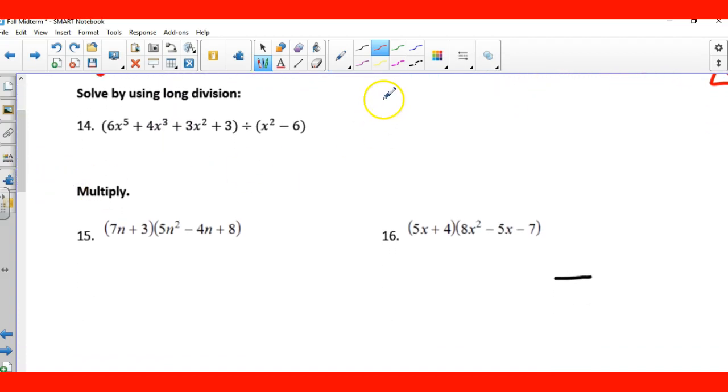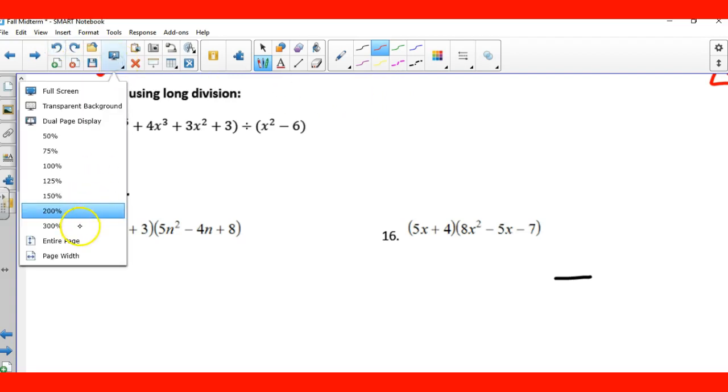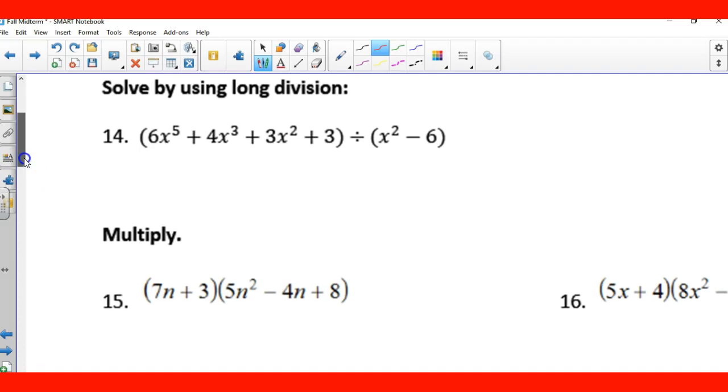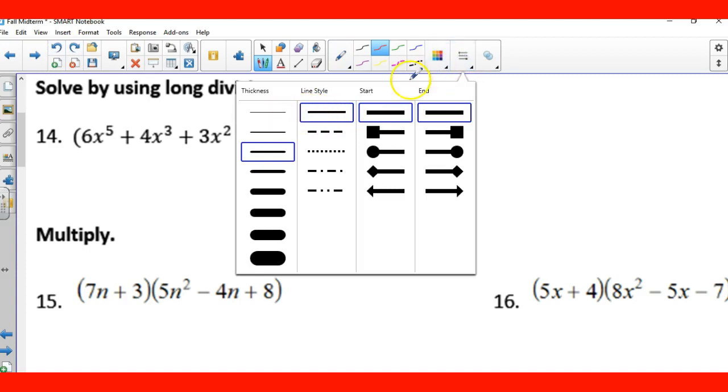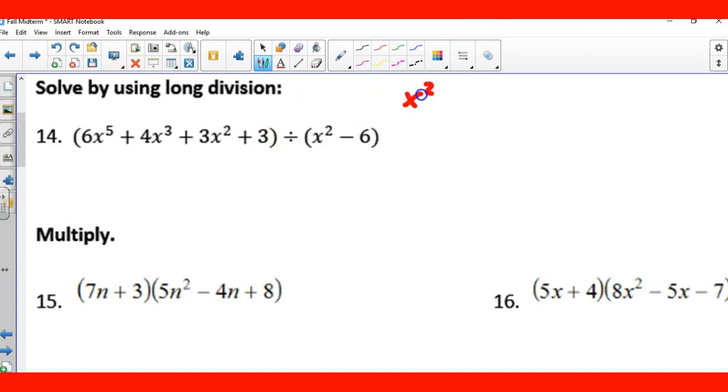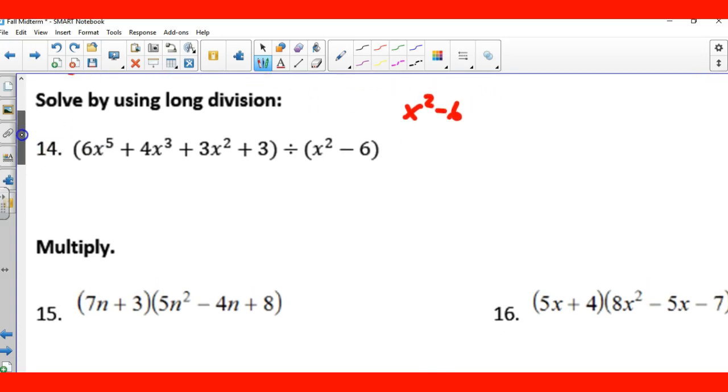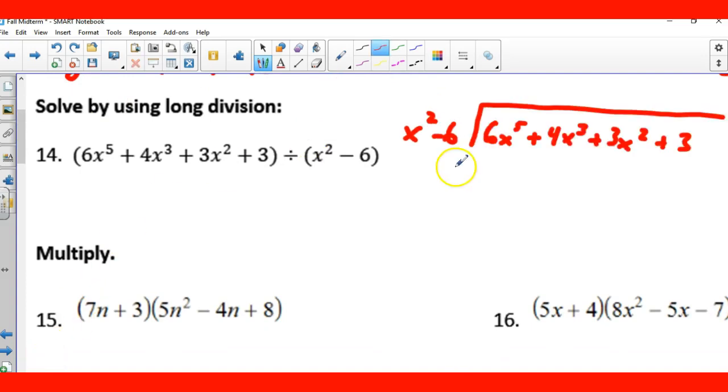Alright, long division. So here we go. X squared. Let me make it a little bigger so I have more space to write. Alright, x squared minus 6, divided by, alright, so here we go. I had to write it out.